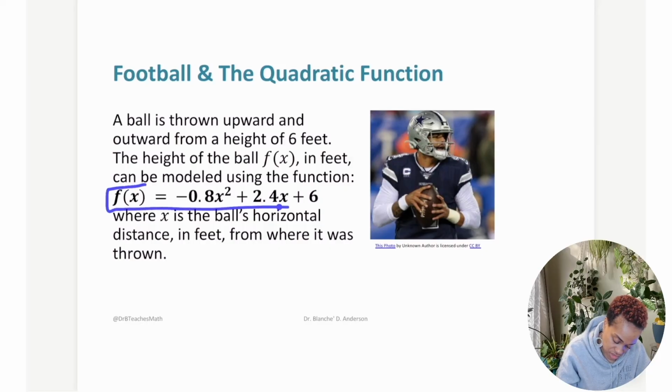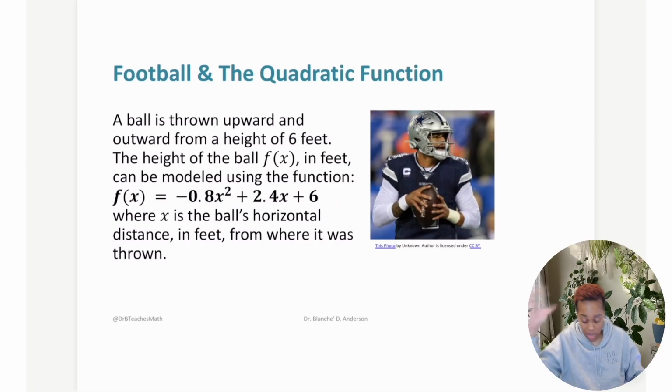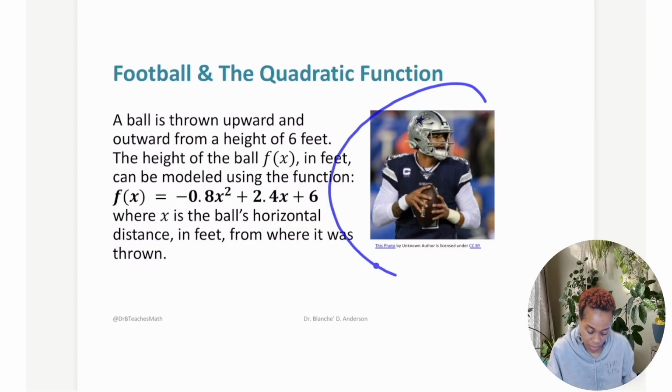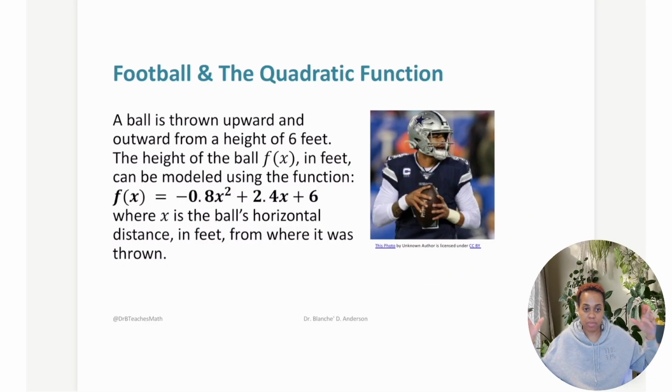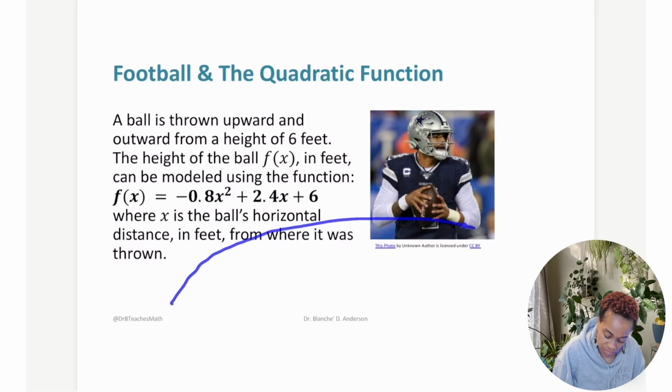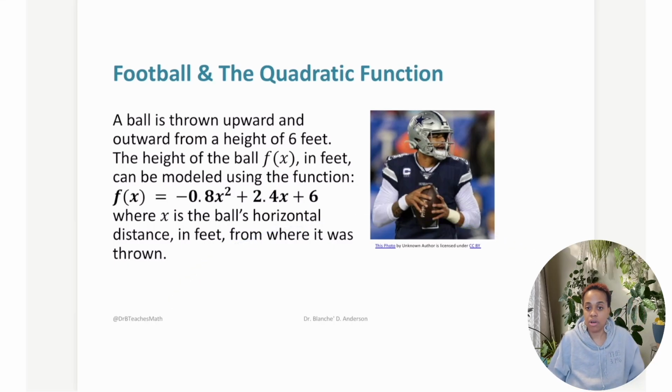Here is the function that they use to model the trajectory of the ball, where x is the ball's horizontal distance from where it was thrown. Now I have a football player here, because a football player can be 6 foot, a quarterback. He throws it from 6 feet. It's going to go up and then it's going to eventually fall, right? He's going to throw it and it's going to fall. Hopefully a touchdown. You never know. But this is the function that is used to model that.